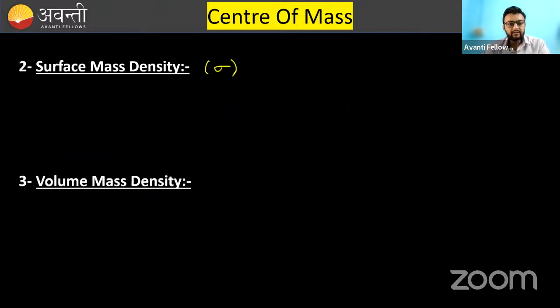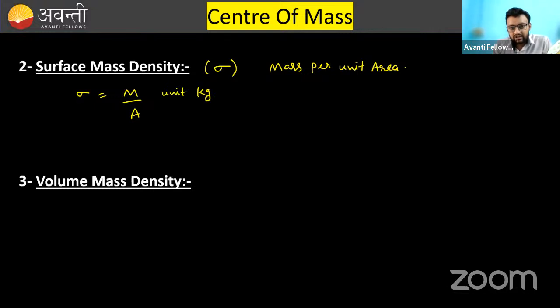Okay. So let me clear one thing. Surface mass density is like if you have a body which has a mass on its surface. For example, if this body has a mass on its surface only, if its thickness is ignored, then surface mass density is mass per unit area. So sigma is defined as mass per unit area, and its unit will be kg per meter square.